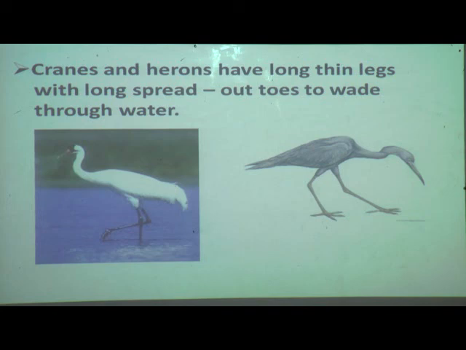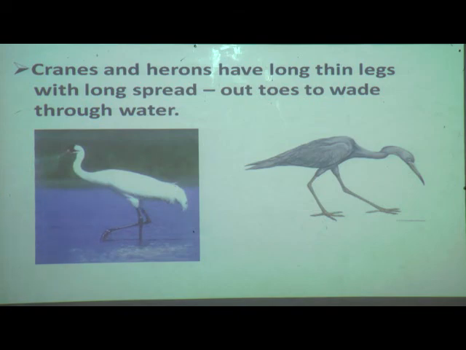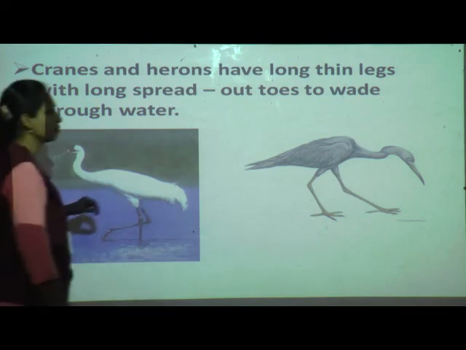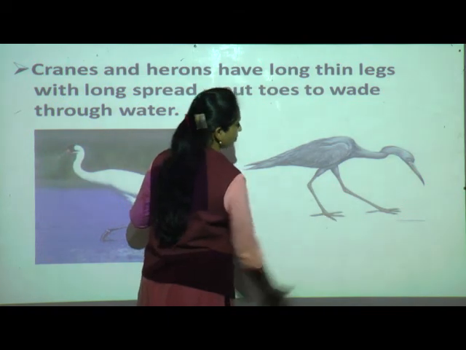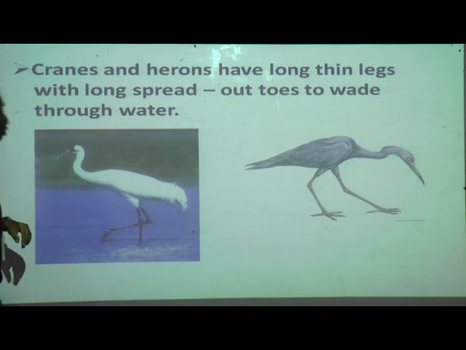Understood? Clear? Now cranes and herons have long thin legs. You can see here, they have very long thin legs and they have spread out toes. Why do they have spread out toes? Because it helps them to walk in water. Clear? See, we are studying about the feet and claws of different types of birds, and how the feet and claws help birds.